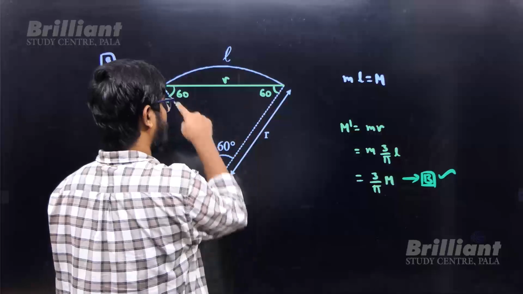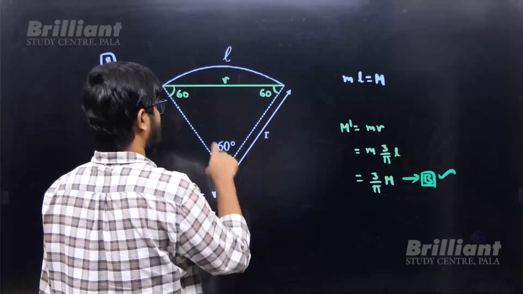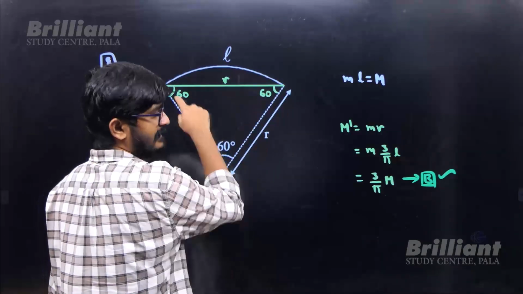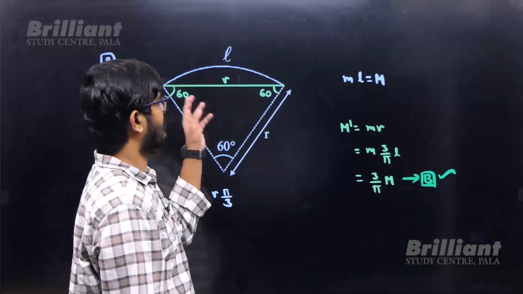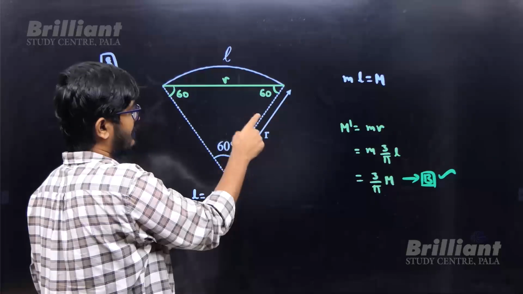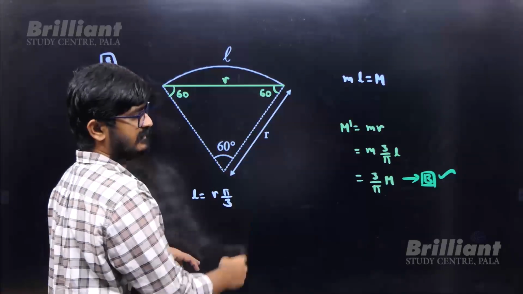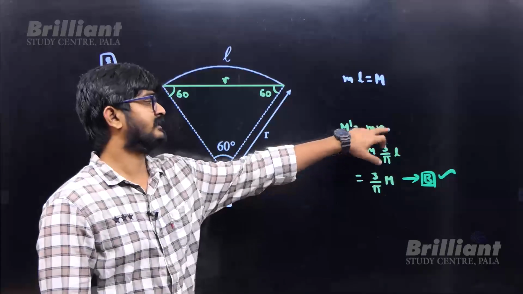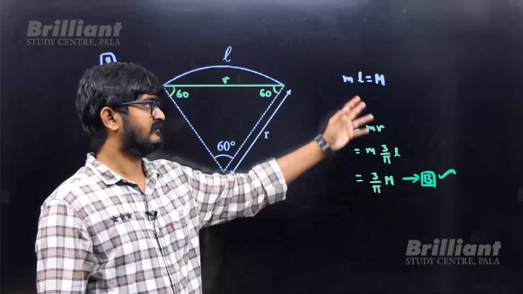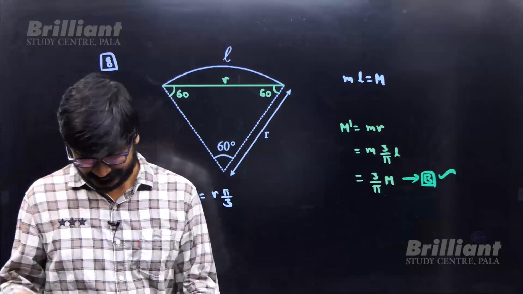Now from the triangle you can see this angle is 60 degrees, this angle is 60 degrees, so this length and this length are equal, so all the side lengths are the same, r. And the arc length L equals r times theta, from there you will be getting r also. So this is the new magnetic moment, m times r. From there you will be getting the required answer.